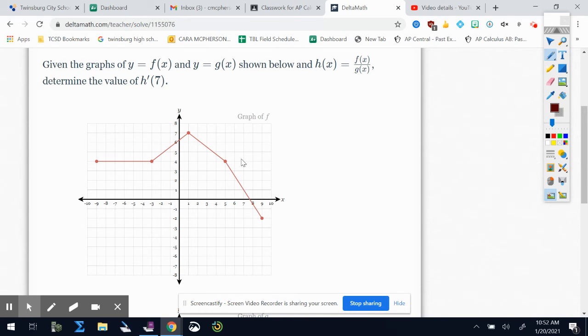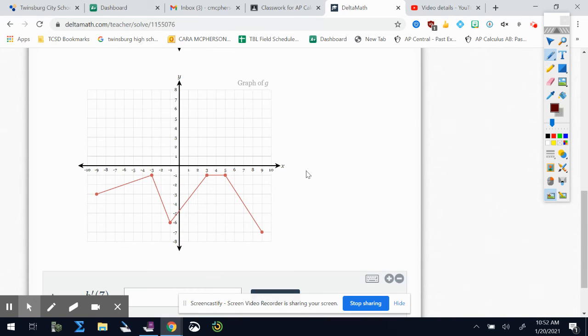So I am looking specifically at 7. When I go to 7, my f function at 7 is 1, and my slope is negative. It looks like it goes down 1, 2, 3 over 2, so -3 over 2. And then my g function at 7 is -4. I'm going to write this down on a piece of paper so I can put it all on the screen for you. So g at 7 is -4, and my derivative of g at 7 is the slope, and the slope looks like it's going down 1, 2, 3 over 2, so -3 over 2.